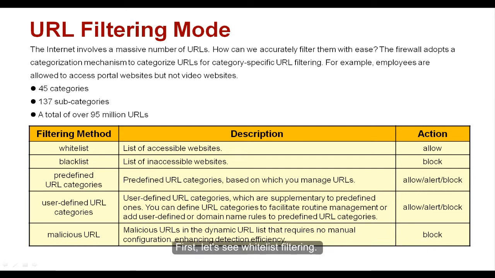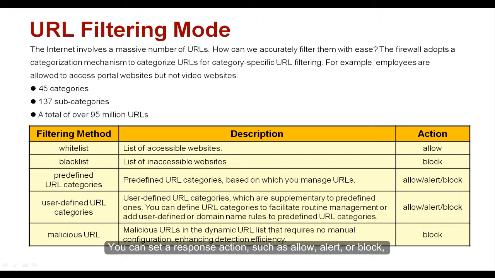First, let's see waitlist filtering. A URL waitlist is a list of websites accessible to users. The firewall permits request packets that match waitlist rules. In contrast with the waitlist is the blacklist. A URL blacklist is a list of websites inaccessible to users, and the firewall blocks request packets that match blacklist rules. Predefined categories are the basis of category-specific filtering.